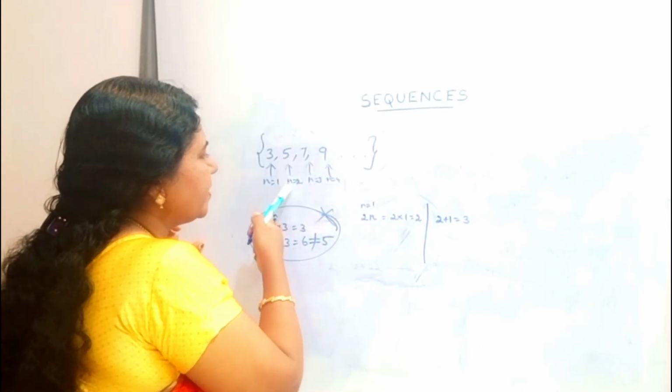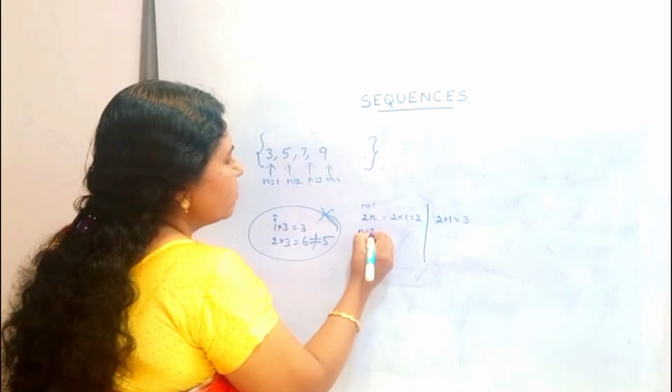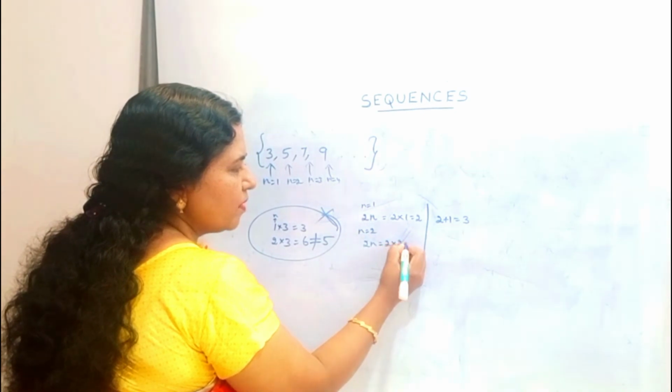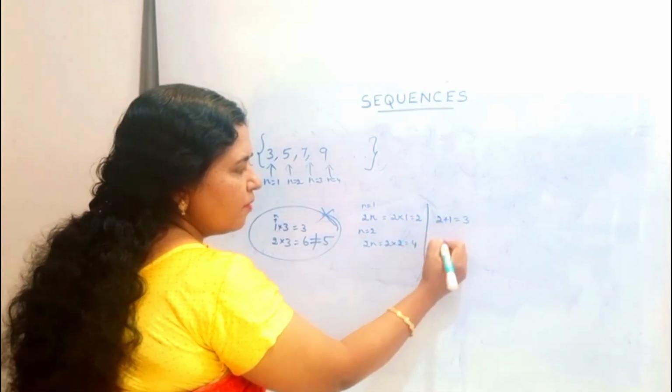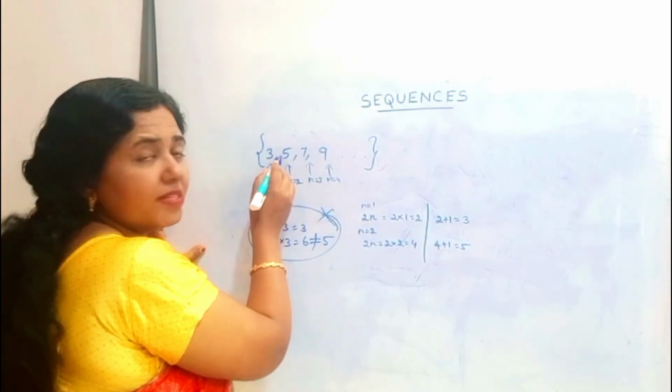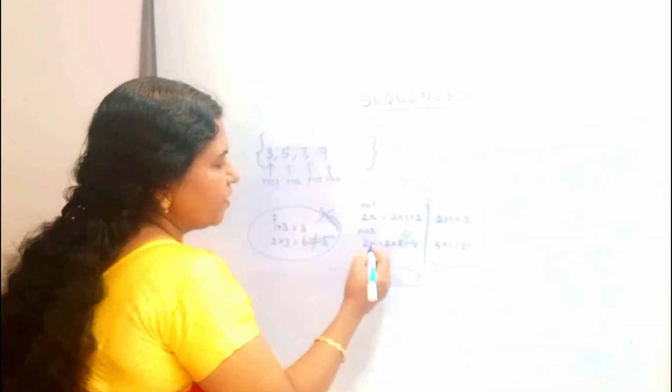In the second case, n is equal to 2. So 2n is equal to 2 into 2, so it is equal to 4. If we add 1 to this 4, it becomes 5. So we have got the second value. So we can check for the next one also.